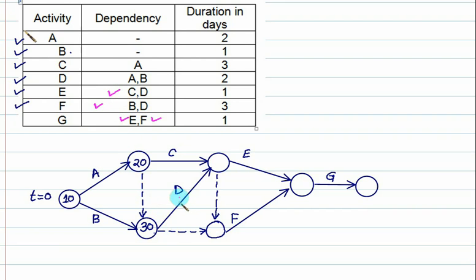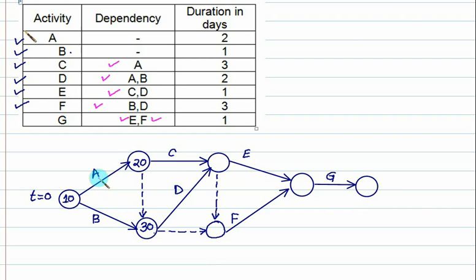Then we'll go to D. Before D, one route is coming via this path and one route is coming via this path. It means that A and B both finished. So that is correct. According to C, there is only one arrow incoming. It means that C is preceded by A. That is how the diagram is.